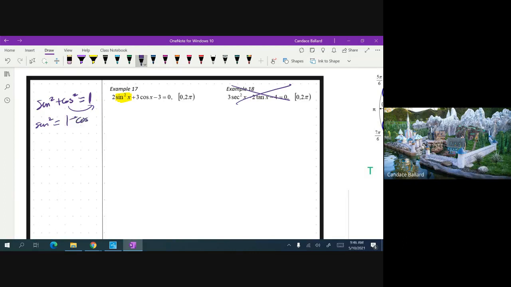So that's me not really using my sine. I know sine squared plus cosine squared is 1, and then I manipulated it. I moved it over. So I'm going to take this and replace it for sine squared. So I've got 2 times 1 minus cosine squared x plus 3 cosine x minus 3 equals 0. I'll rewrite that because it looks a little bit weird.